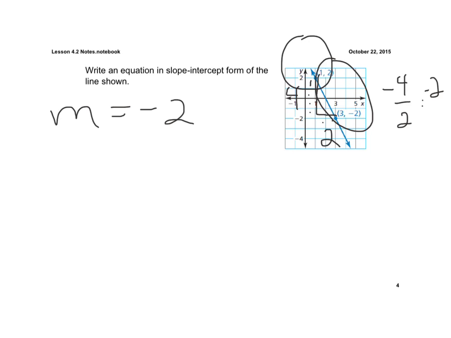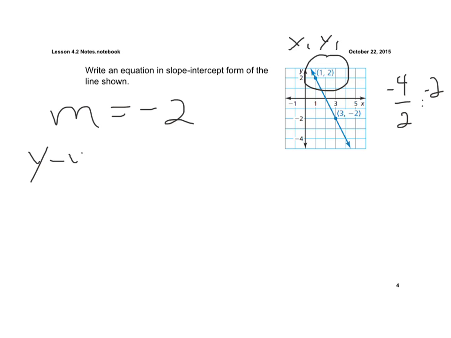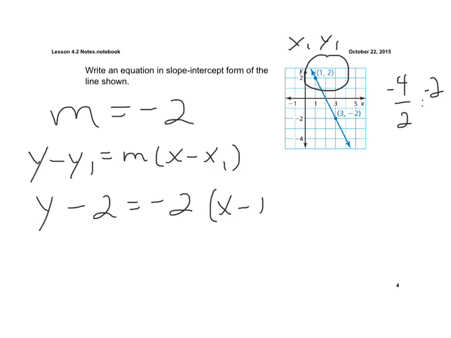So now what we're going to use is one of the ordered pairs that they give us. One of the ordered pairs given to us is 1, 2. So I'm going to use this one to be my x1 and my y1. Remember, point-slope form is y minus y1 equals m times x minus x1. So we're just going to substitute in what we know. y minus 2 is equal to negative 2, which is my m, times x minus 1.